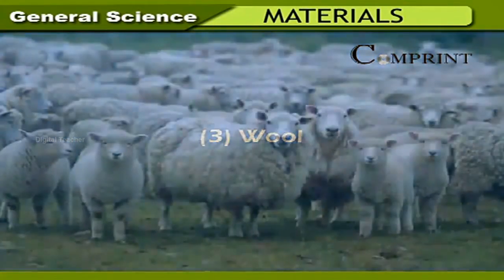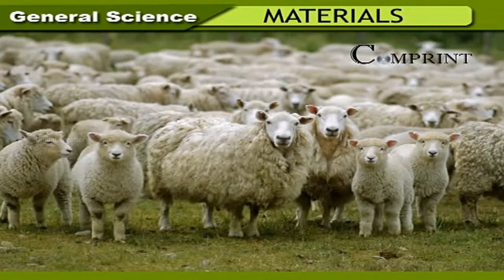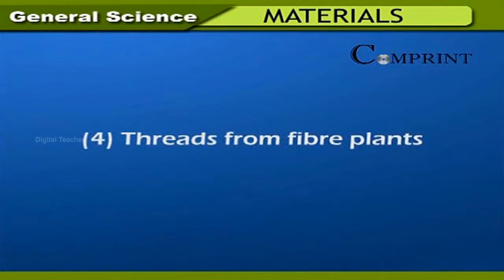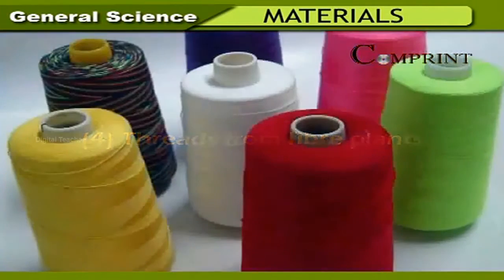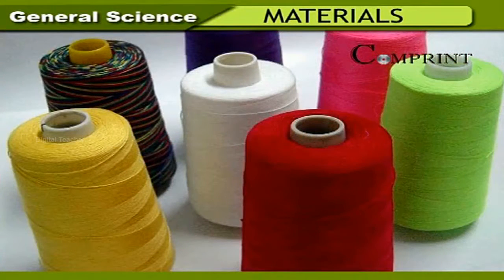Wool. We wear woolen clothes in winter to keep our body warm. Wool is obtained from the fur of sheep and some other animals. Wool fiber is elastic. Threads from plant fibers. We use ropes, strings, and bags in our everyday life. We get all these from plant fiber.